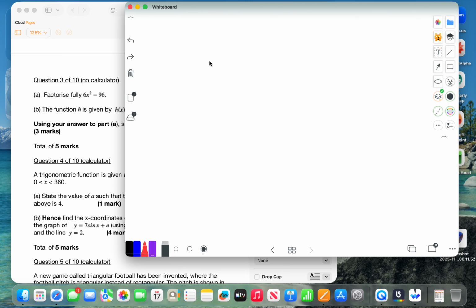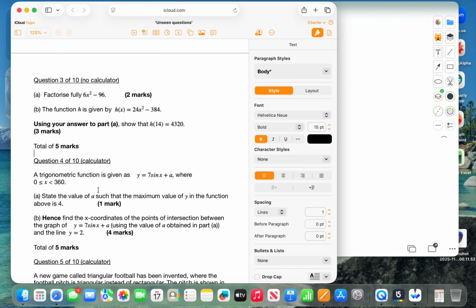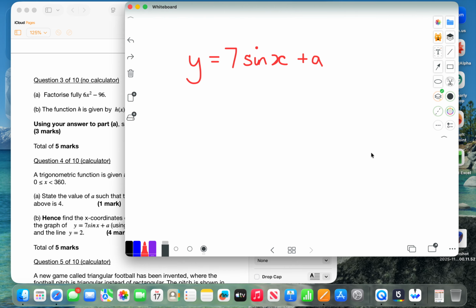So we get y equals 7 sine x plus a. And we want to find the value of a such that the maximum value of y is 4. Some sketches would help, but you don't have to do these. It's a 1 mark question. So I'm going to do this in potentially more detail than you would, but I'm doing a demo of this.